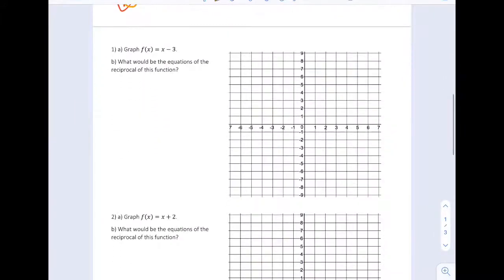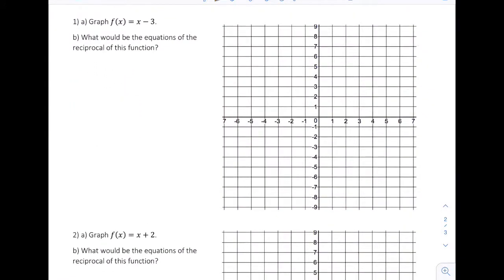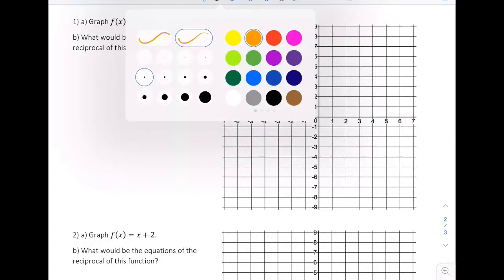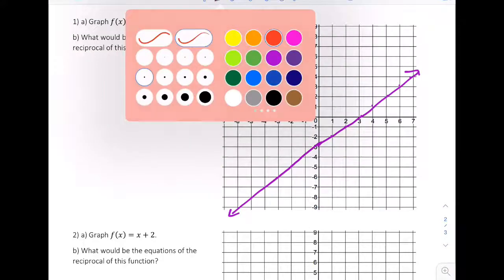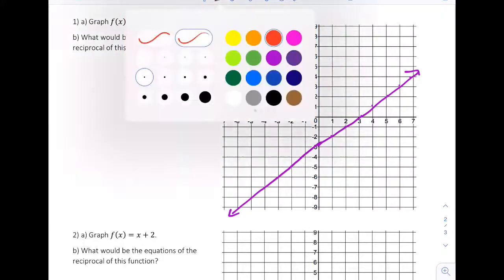So, first things first, we're going to look at our graph of f of x is equal to x minus 3. So x minus 3 is just a linear function that has a y-intercept at minus 3 and a slope of 1. So that means it increases like so and goes in that direction. So that's the original graph of f of x is equal to x minus 3. If we want to graph its reciprocal, well, a few things are important to us. We said that anywhere that there's an x-intercept, there should be a vertical asymptote.